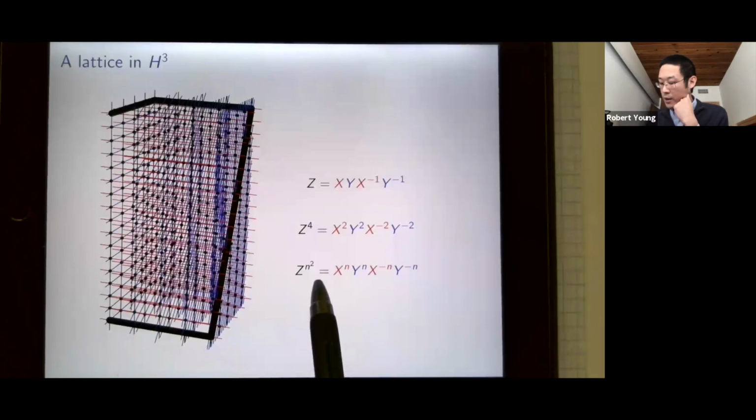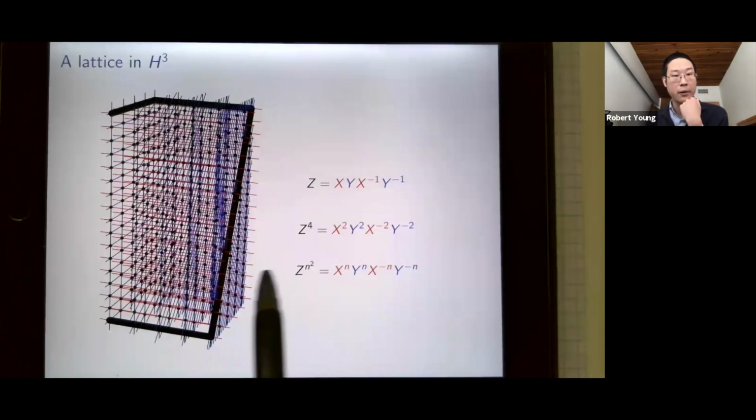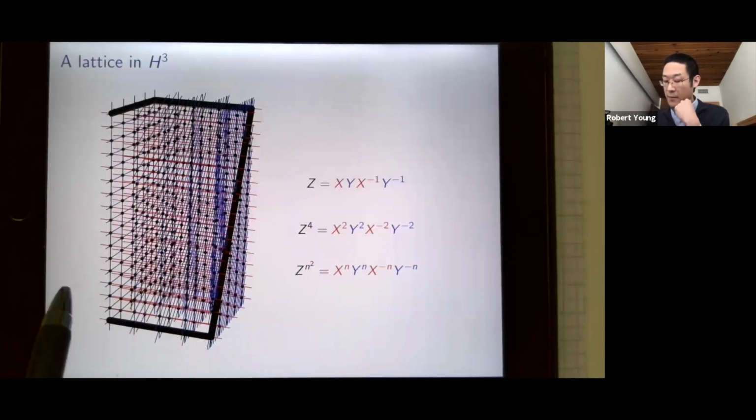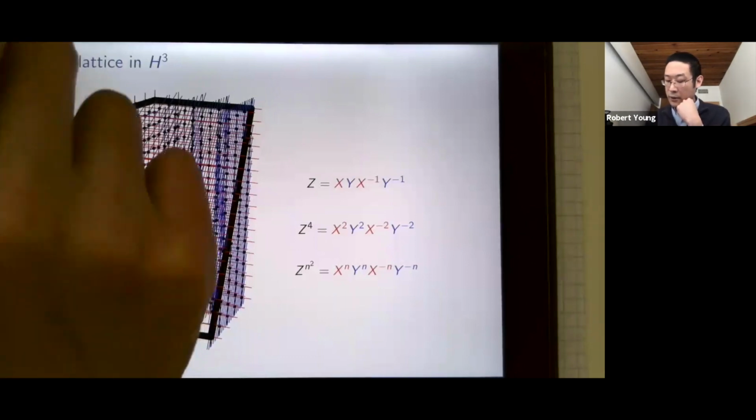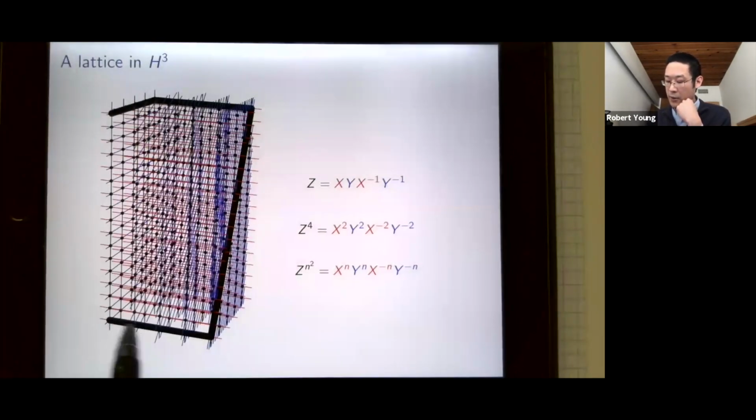Another way is that because of this equation, because going 4n steps around a spiral is the same as moving n squared steps vertically, that means that if you want to move a long distance vertically, the most efficient way to do that is to take a big spiral.